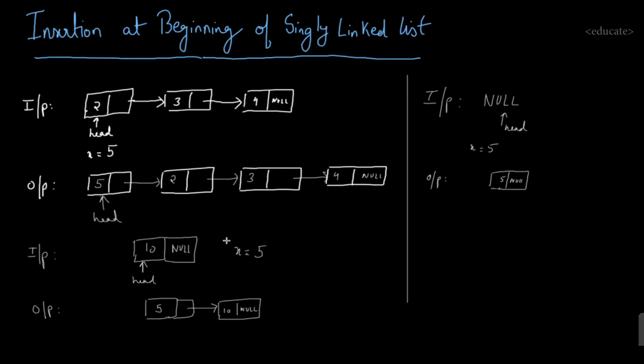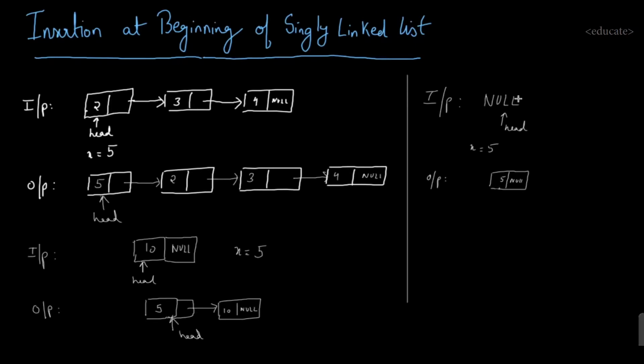In the second example, we are given a single node with head at 10. This is the first and the last node only. So if we insert x equals to 5 at the beginning of the linked list, a new linked list will have 5 at the beginning and head will point to 5 here.